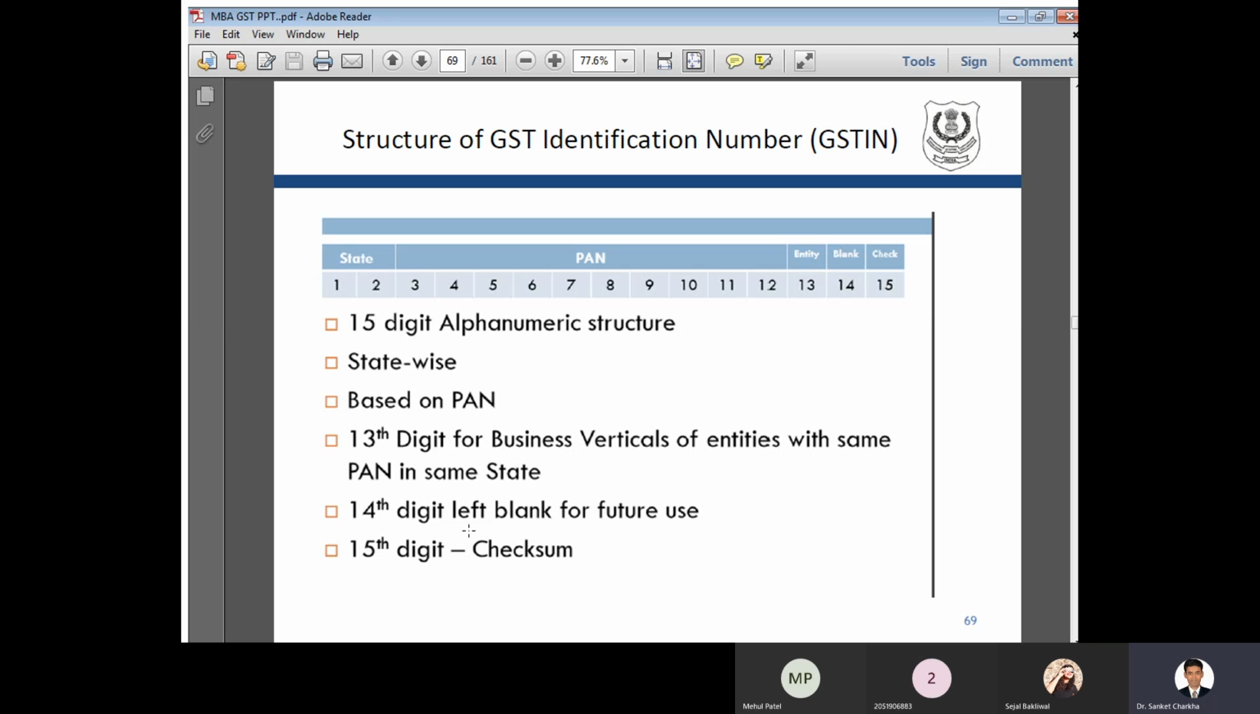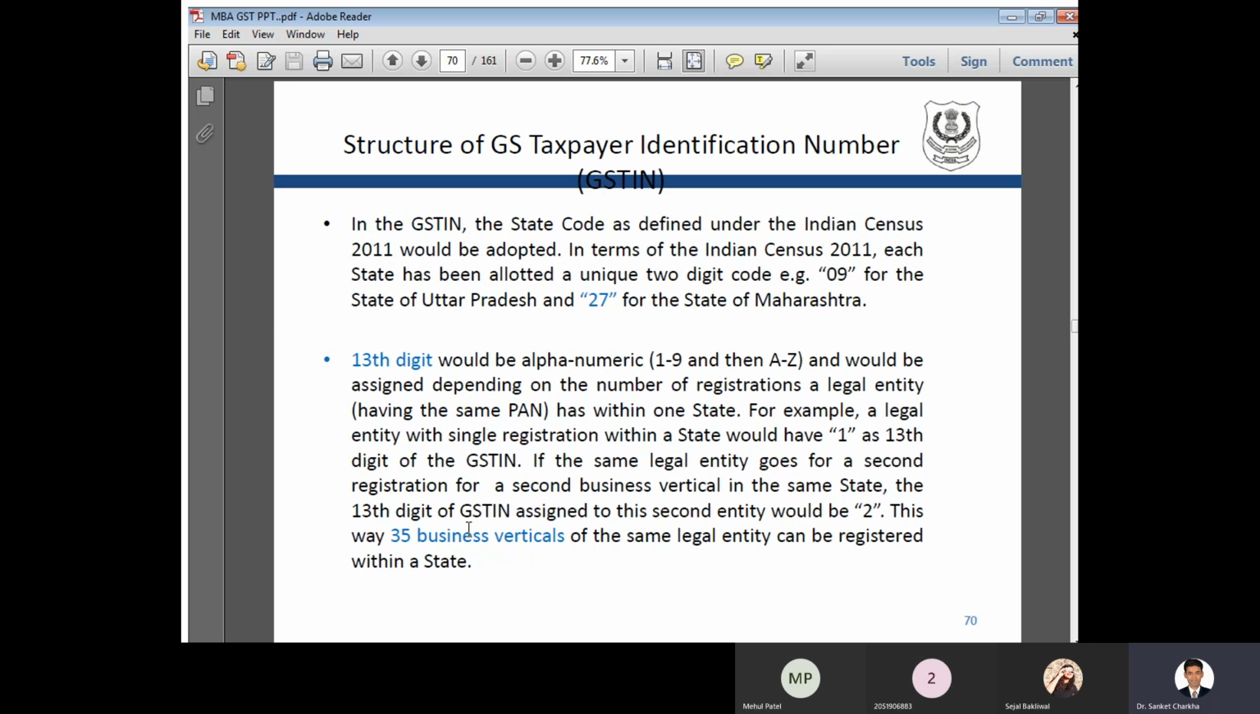A total sum of the alphabets of the PAN number, or a sum of the 9-digit numbers, can be provided at the 15th place. In this way, the structure of the GST, that is the goods and service tax identification number, comes into existence, and you can identify or define a particular business.